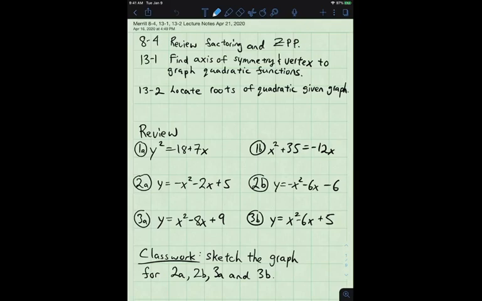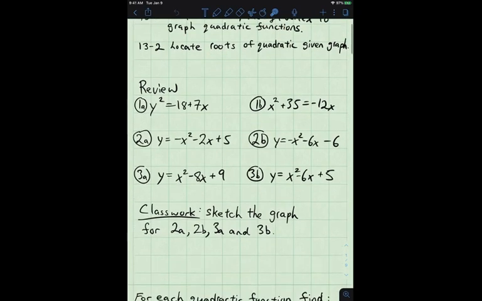Hello. For today's math lesson, we are going to review factoring with the zero product property, and then we're going to locate and sketch quadratics and interpret the roots of a graph.